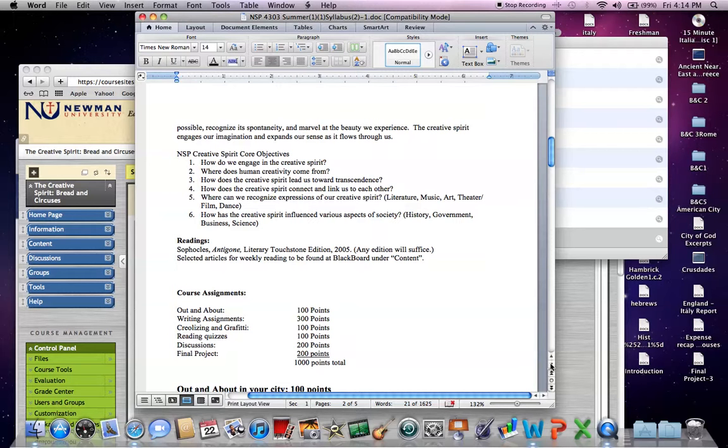The edition I have for you here is the Literary Touchstone edition, and the reason I've chosen that one is because it was the cheapest I could find in print. You might find something even cheaper. If you have a Kindle or some kind of e-reader and you have an account with a book provider, you might wind up getting this for no cost at all.